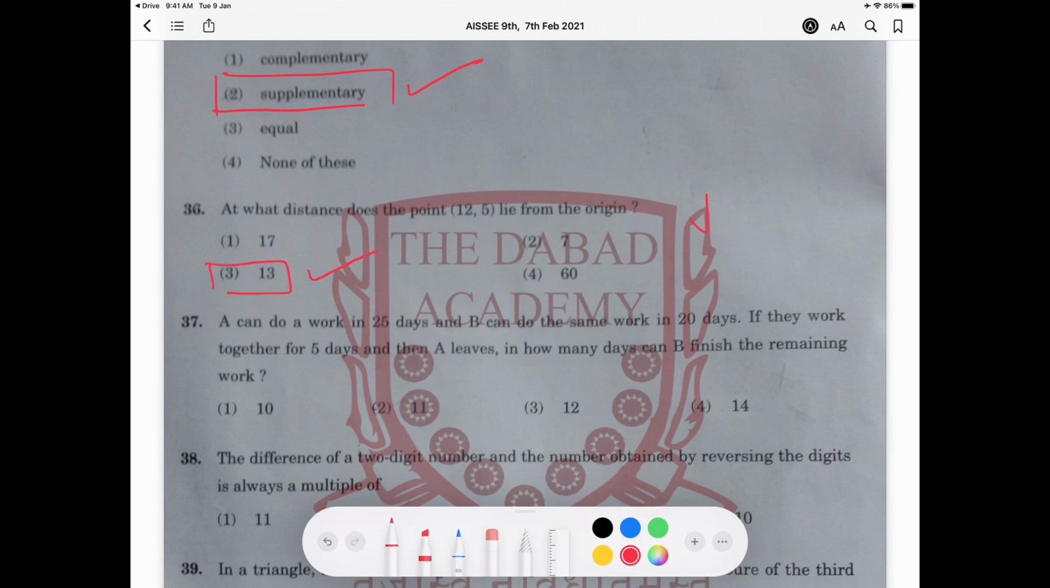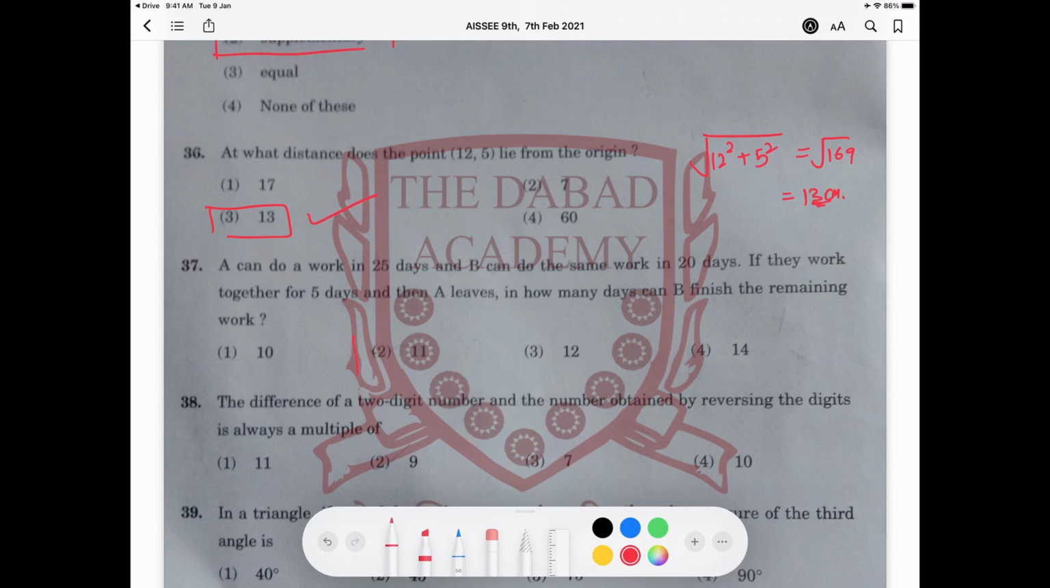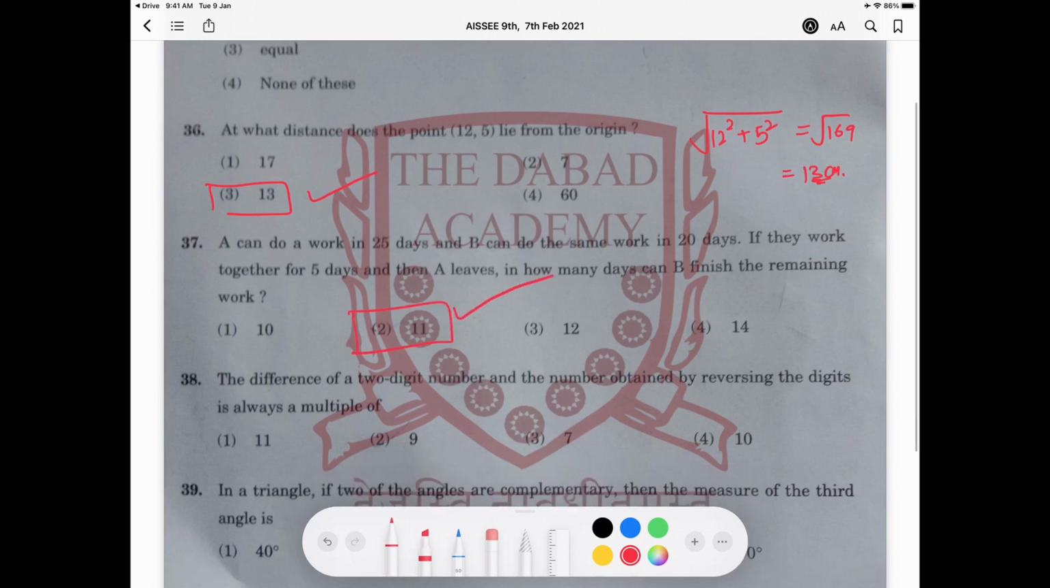So how did we obtain this answer? 12 square plus 5 square and whole root, so root of 169 is equal to 13. In question number 37, the correct answer is 11 days. It's a question of work and time.